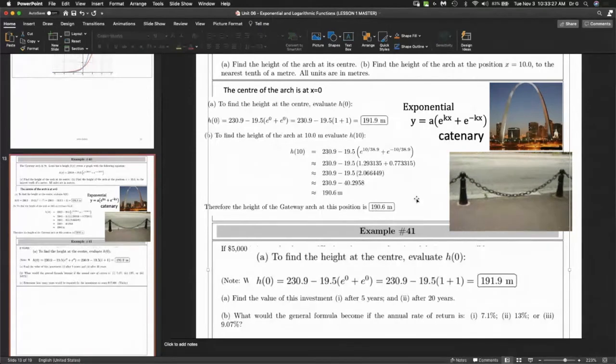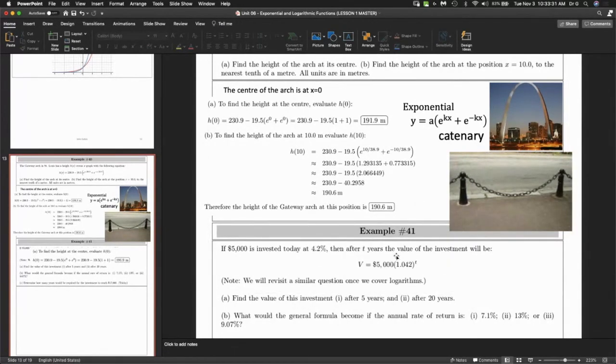If you're having trouble typing this question, the best advice that I have for you is break it down into pieces, just like I did. See this e to the whatever, 10 over 38.9? I got a number for that. I got a number for that. And I just scaffolded and built the answer slowly. Nobody's asking you to type the whole thing in one step, although you are able to do that on most calculators. I would recommend that you break it down into baby steps like I did.